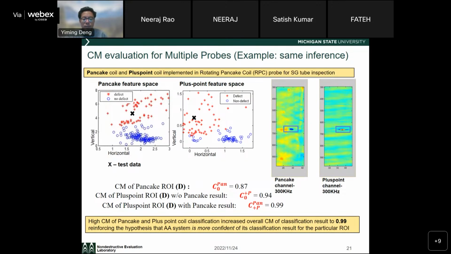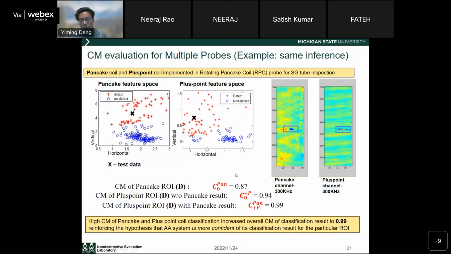This example shows that I have two eddy current probes here. One is a pancake probe, the second is a plus point probe. And the feature spaces are different for the two different probes, right? That makes sense, because I'm dealing with two ways of getting the data. The physics is the same, eddy current, but the data is different for different configurations or different designs of a probe. When new data comes in, it is also going to be different, but it is the same location of a defect.